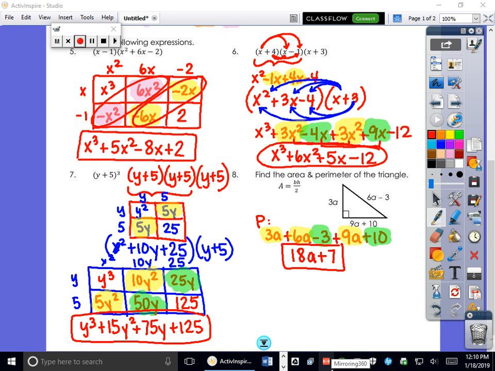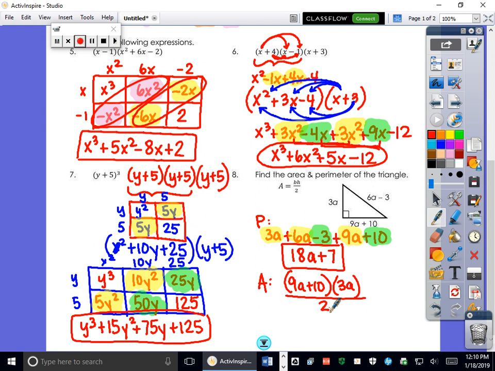Now, my area, I'm going to follow the equation that's given to me in the problem. The equation is area equals base times height divided by 2. Well, the base of my triangle is the 9a plus 10. I have to multiply that by the height of my triangle, which is 3a. So the 6a minus 3 actually has nothing to do with the area in this problem because it's not the base nor is it the height. So I'm going to take 3a times 9a plus 10 and divide it by 2.